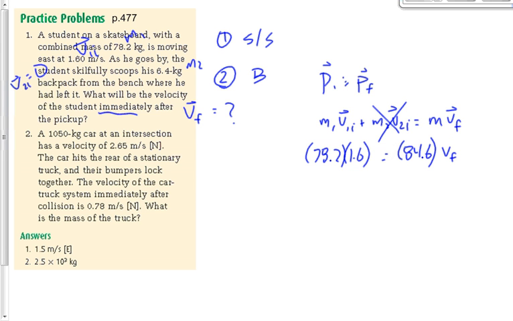Solve for VF. Would you expect VF to be greater or smaller than the initial velocity of the kid? Smaller, right? He's now got more mass. He's got the same momentum, but more mass. He has to have a lower velocity. So we say 78.2 times 1.6 divided by 84.6 gives us a velocity of 1.5 meters per second. We expected it to be smaller. It is. Not dramatically, but it is smaller as we predicted.